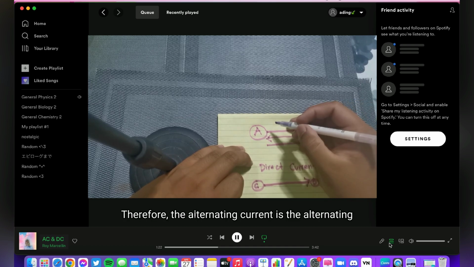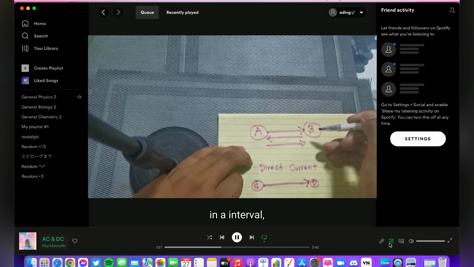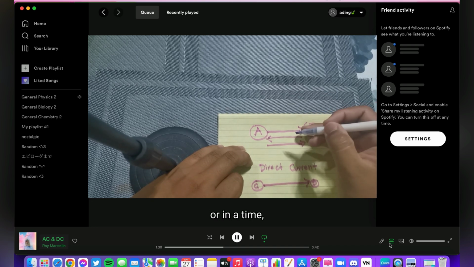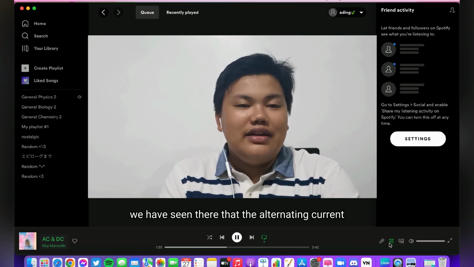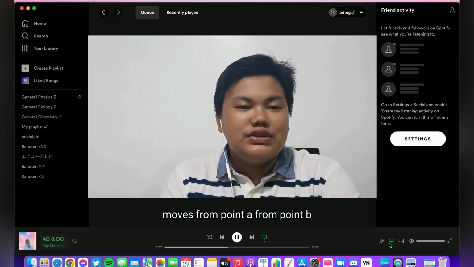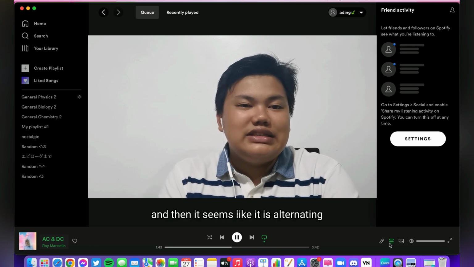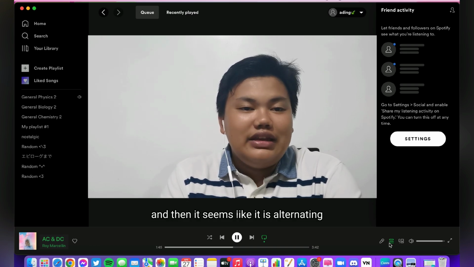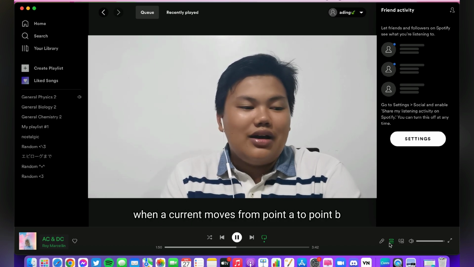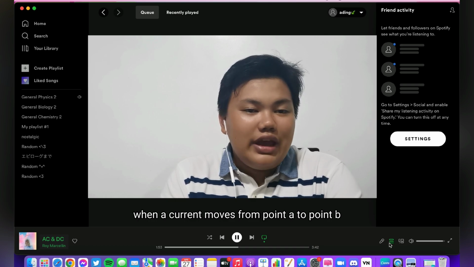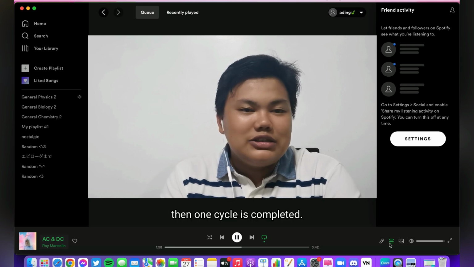Therefore, alternating current is the alternating of the current from one point to another in an interval of time. Just like in our previous example, the alternating current moves from point A to point B, then from point B to point A, so it is alternating. That is why it is called an alternating current. When a current moves from point A to point B, then point B to point A, one cycle is completed.